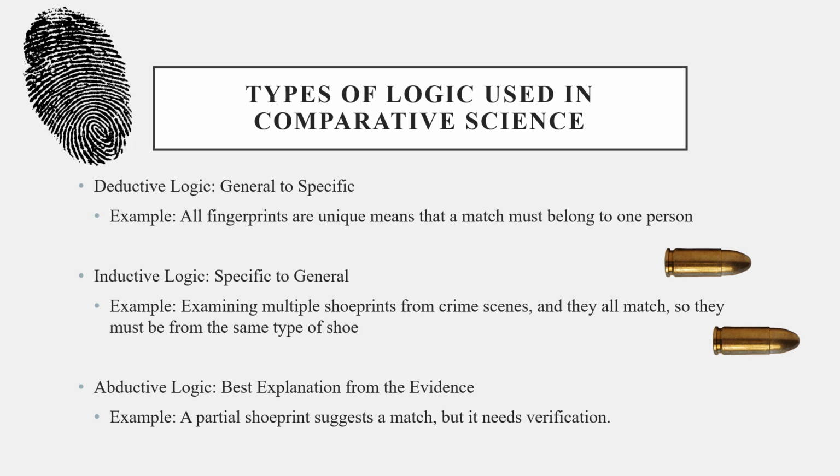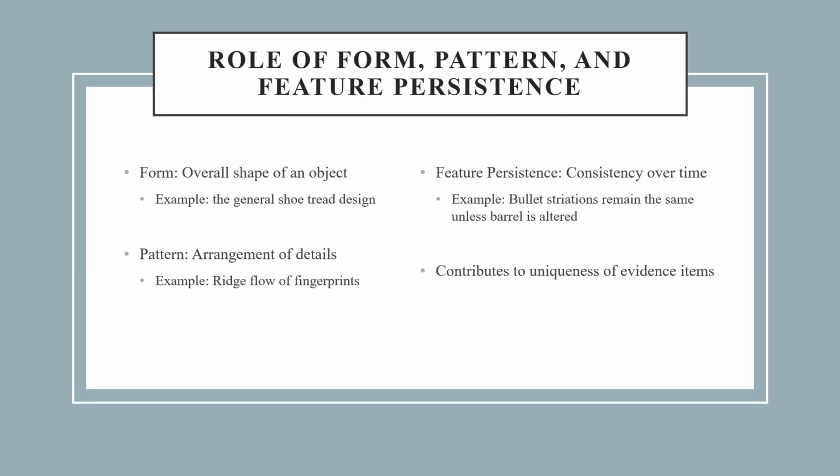The next logic, inductive logic, uses specific observations to form broader conclusions. If multiple shoe prints of the same design are found at different crime scenes, an investigator might infer that the same shoe type was used in each case. The third logic, abductive logic, involves making the most reasonable inferences based on available evidence. If a partial fingerprint is found, an examiner might determine that it is likely, but not definitively a match, and it needs verification.